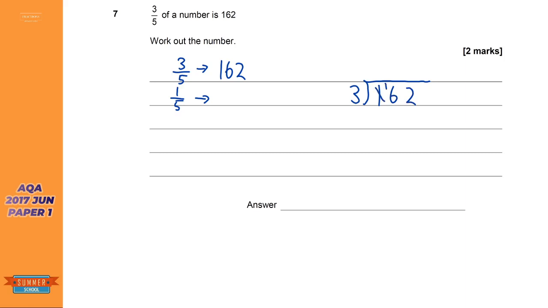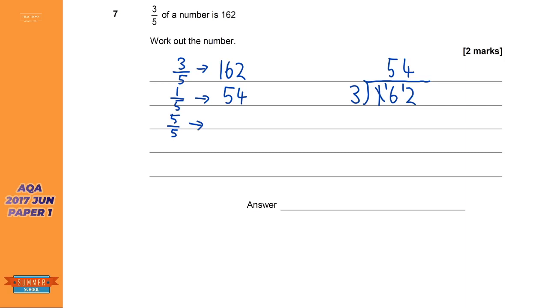3's into 1 don't go. 3's into 16 go 5, remainder 1. 3's into 12 go 4. So that's going to be 54. And if we know 1/5, we can then work out 5/5. And 5/5 is just a whole, so it's just the whole number. So we need to times that by 5.